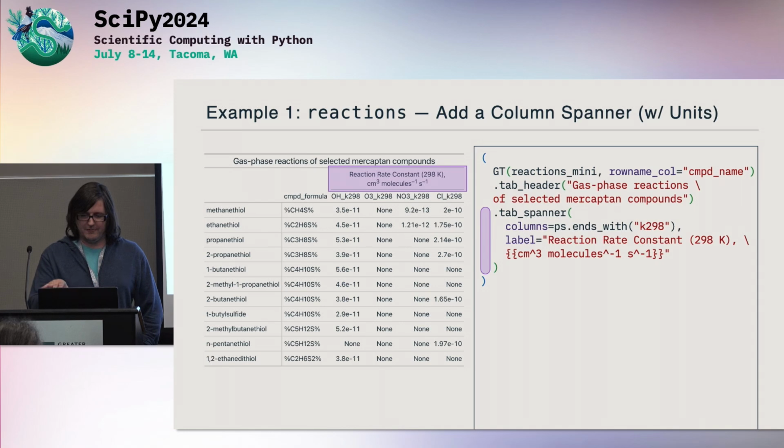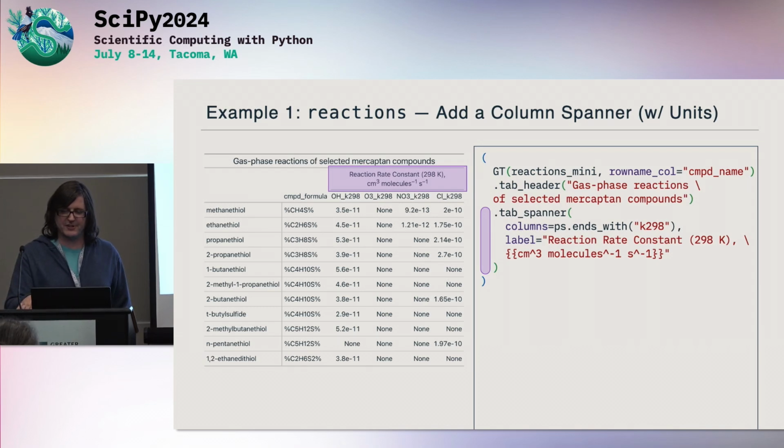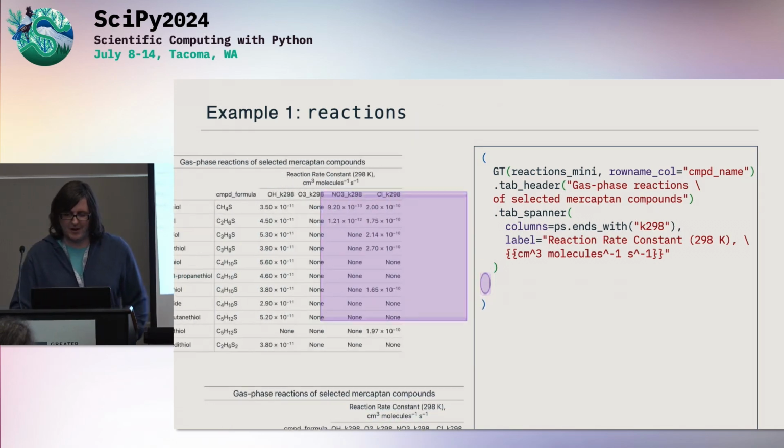Next, we're going to add a spanner label above 4 columns. And see here we're using in columns PS ends with. We're using some Polars inside of our Great Tables API, which is super cool. And a really cool thing here for science is that between these curly braces, we have a special notation for defining units. So it's nice. You can just use ASCII and define things which are otherwise a little bit difficult to define, like superscripts, essentially.